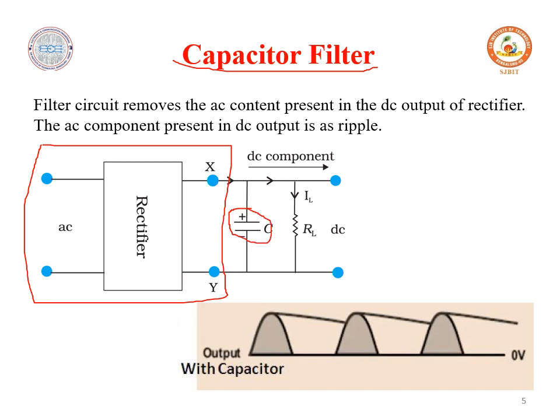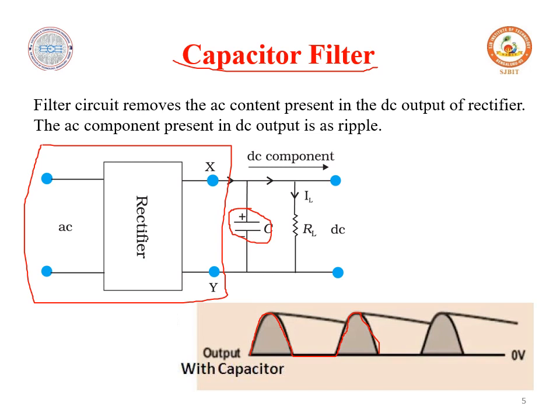Suppose consider the waveform, so that you can observe it in the half wave rectifier. In the positive half cycle the diode will conduct, in the negative half cycle the diode won't conduct, so in the negative half cycle the output is 0.